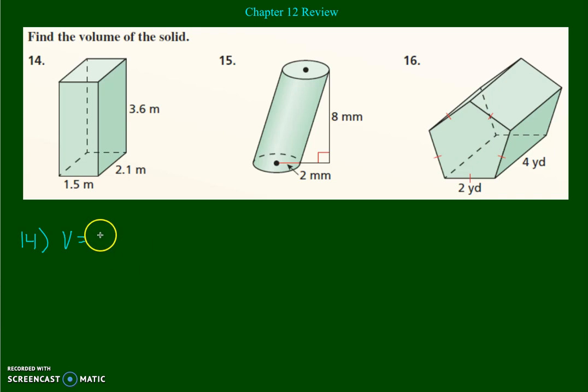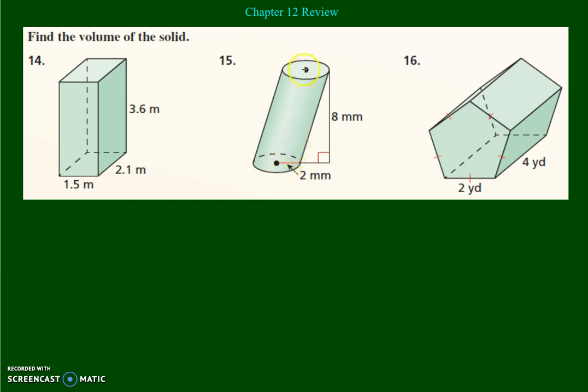Volume is 1.5 times 2.1 times 3.6. That gives us 11.34 cubic meters. It's actually not an approximation. It's an exact value there. And because we're multiplying meters by meters by meters, that's where the cubic meters comes from. All right, very basic problem. Let's move on to number 15.